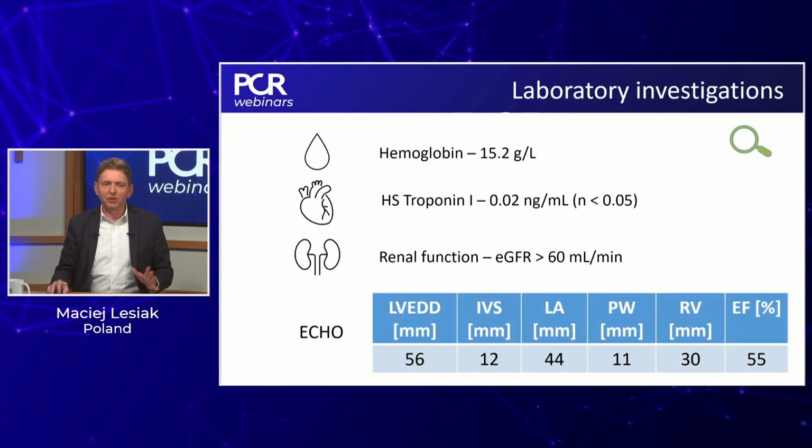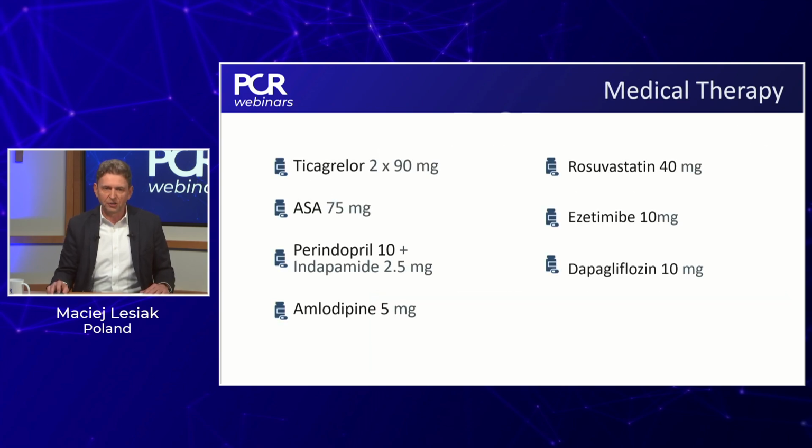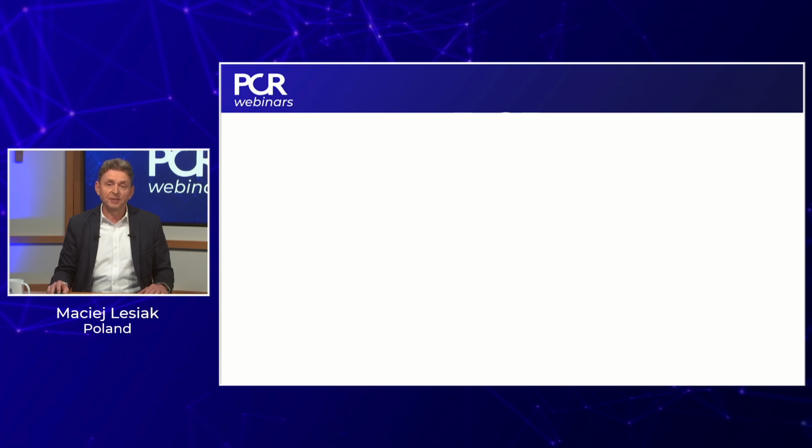Nothing special as for lab findings, no troponin elevations, renal function okay, as well as LV function very good, 55% ejection fraction. Since the patient was unstable with non-ST elevation a few weeks before, he was on ticagrelor and aspirin and some medication for hypertension, maximal dosage of rosuvastatin, ezetimibe, and dapagliflozin for his diabetes.